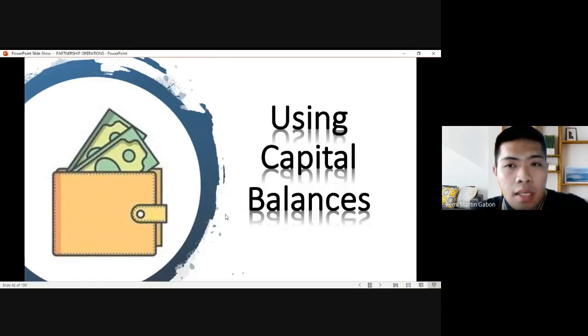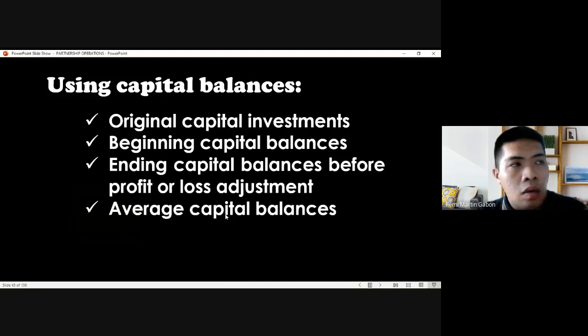Next, using capital balances. So they're basing the distribution on the balances that they have. So using capital balances will depend again on the agreement, because we can assume different capital balances when it comes to accounting for partnership operations. So they can agree on what type of capital balance they're going to use.